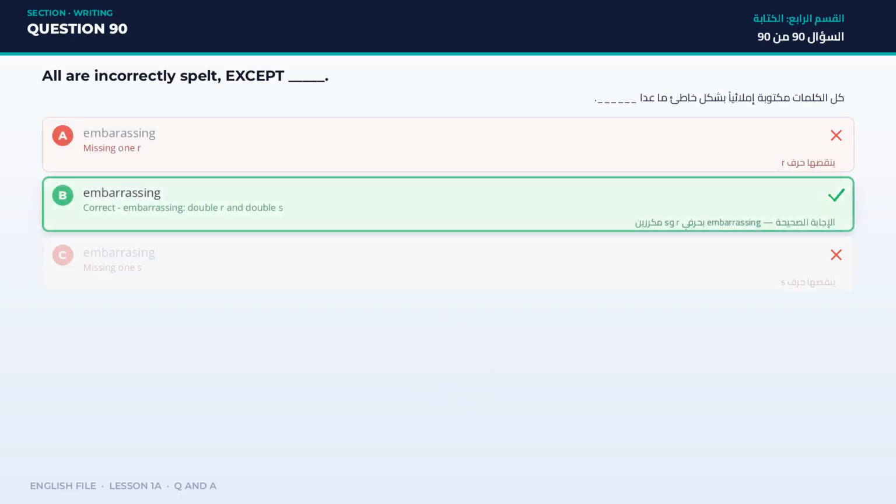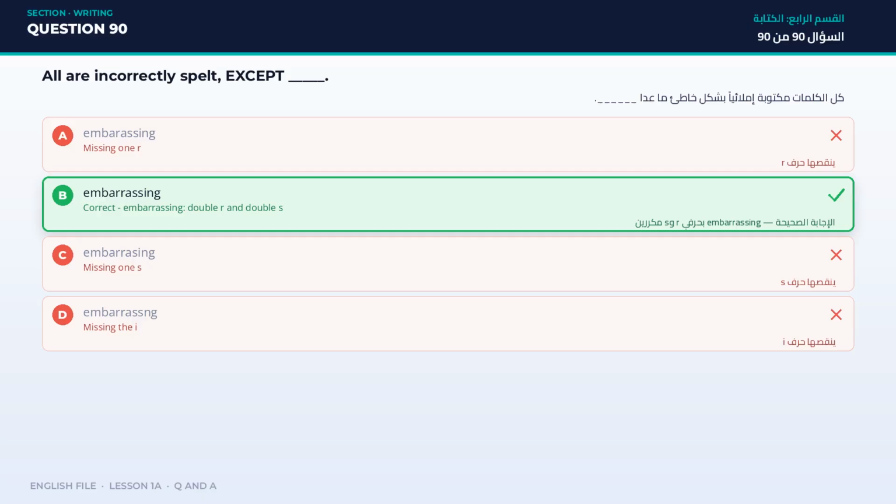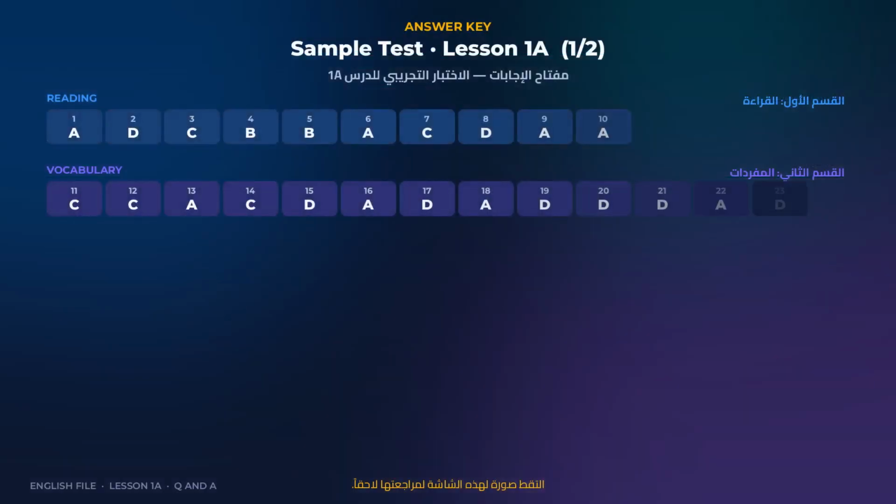Question 90. The answer is B, embarrassing. Embarrassing, double R and double S. Not A, missing one R. C, missing one S. D, missing the I. That is all 90. Here is the answer key for reading and vocabulary.